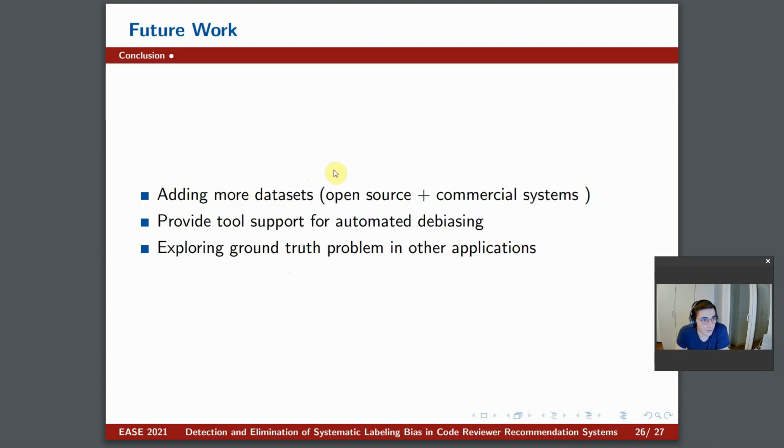And as future work, we are planning to add more datasets, especially we would like to use some commercial systems which might represent more industrial environments than open source datasets. The second one is we would like to provide tool support for automated debiasing. And the third one is we are interested in whether there are any ground truth applications in other domains.